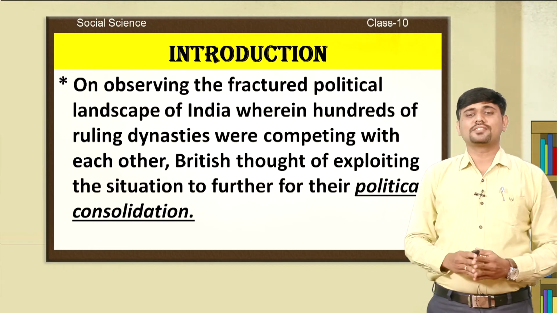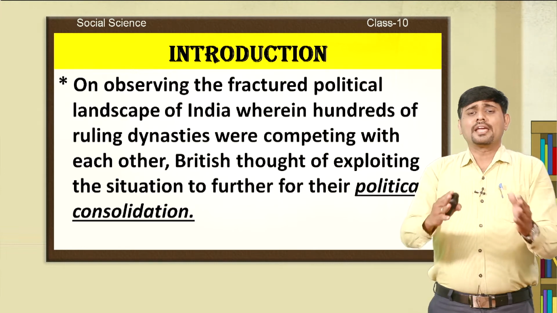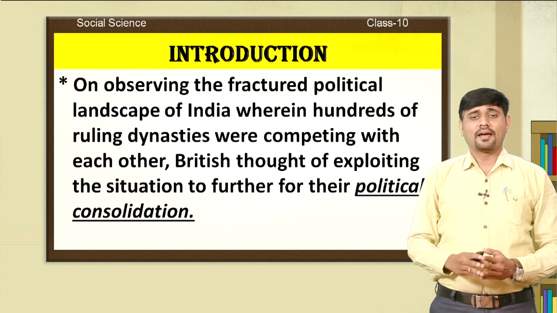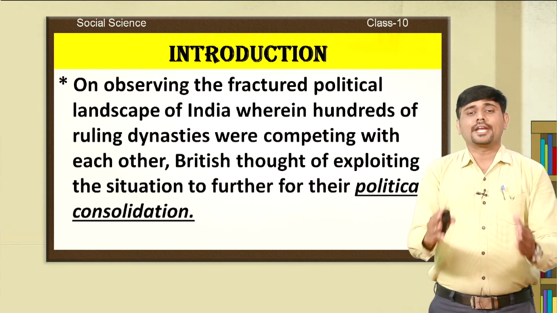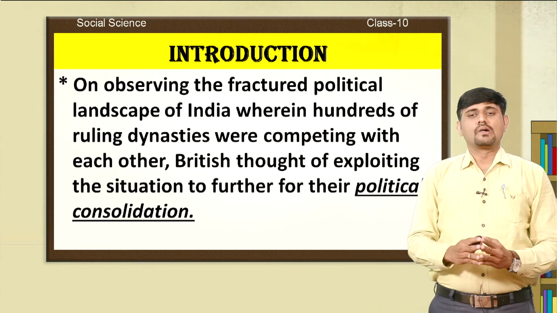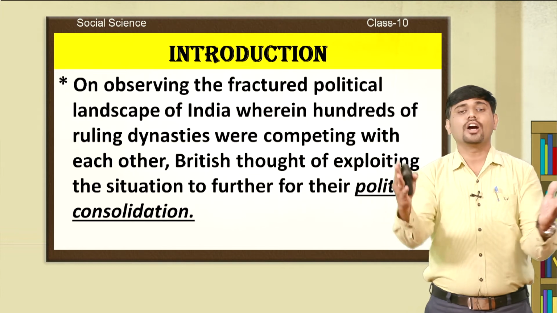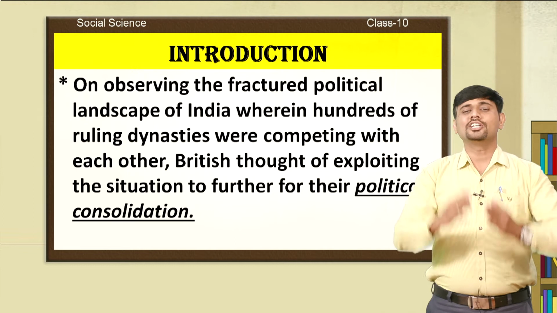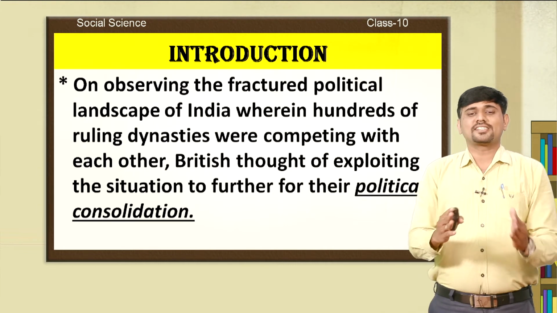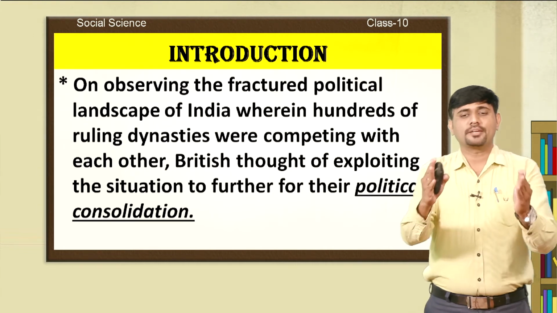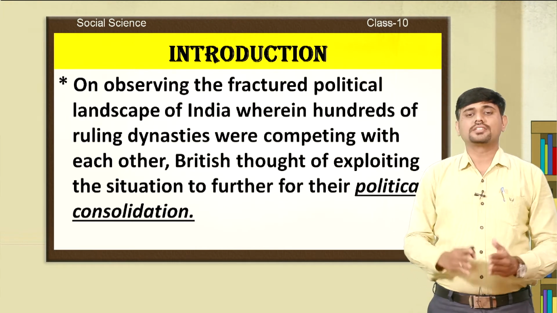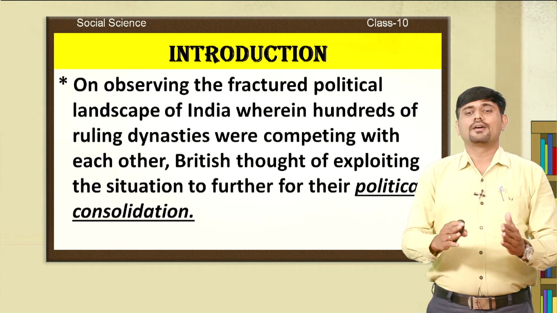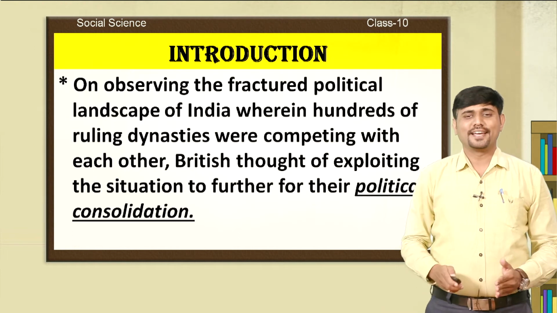My dear students, India was scattered into a number of provincial states, and the Indian native rulers did not have coordination among themselves. They were competing with each other, and this situation was exploited by the British government. The British thought of exploiting the situation for their political consolidation in India.